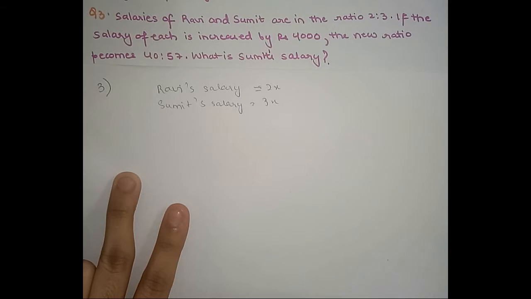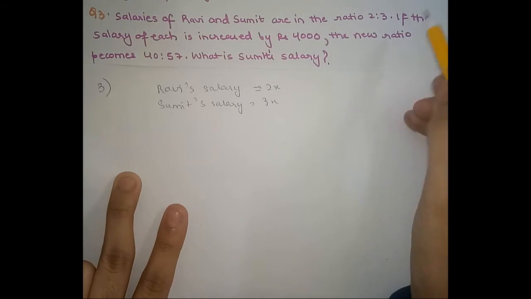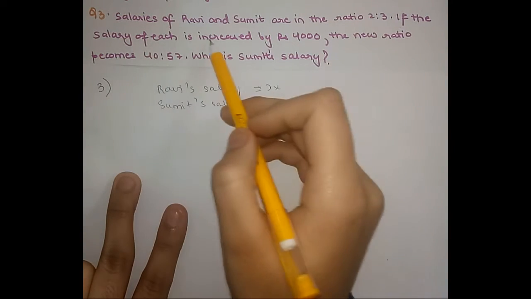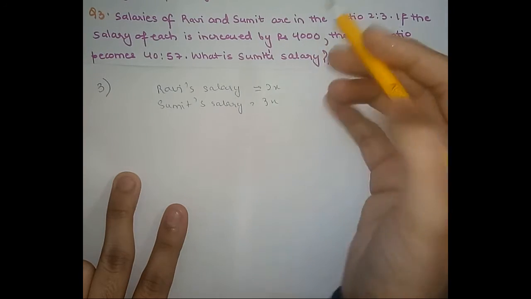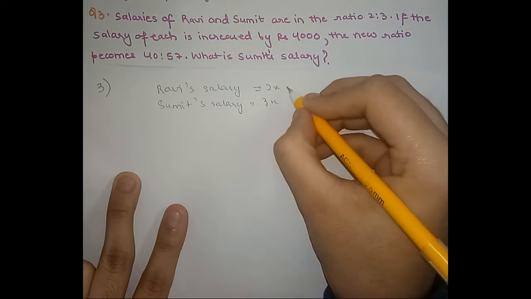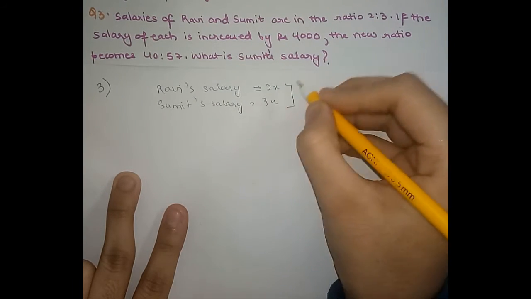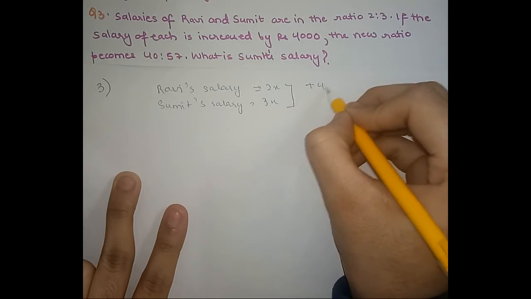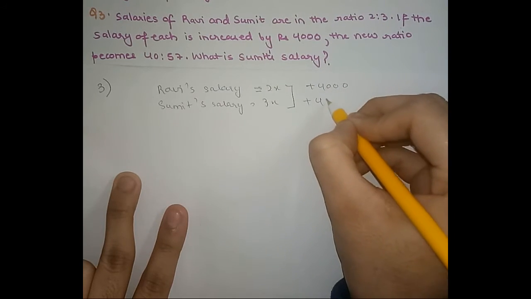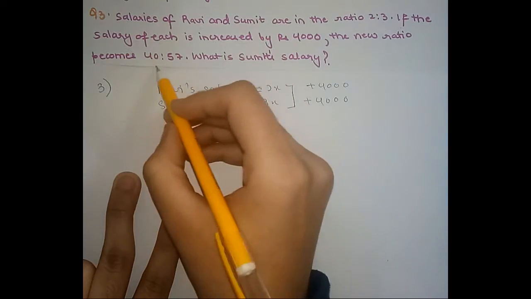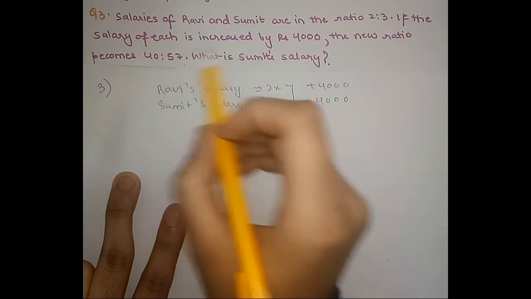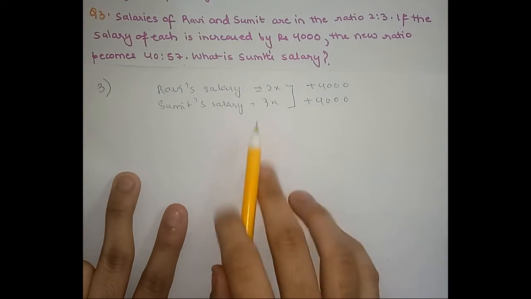Now let us see the second part of the question. If the salary of each is increased by rupees 4,000, this was your original salary, right? Now they are increased by 4,000, so it will be plus 4,000 each. The new ratio becomes 40:57. Now let us try to frame this into an equation, right?